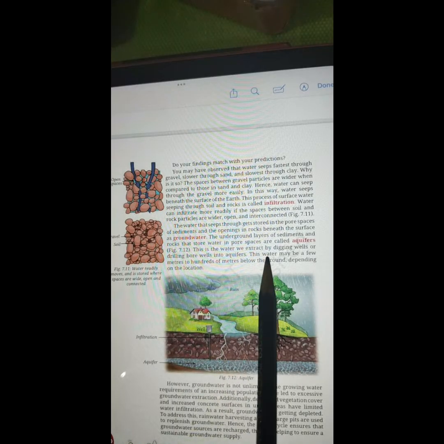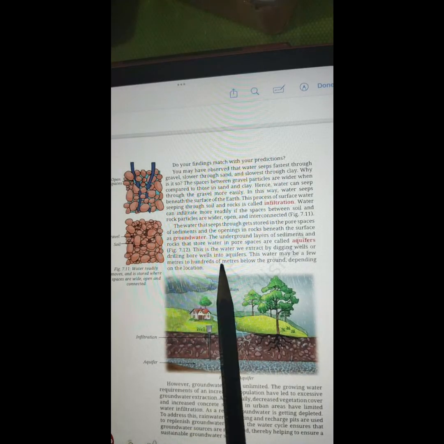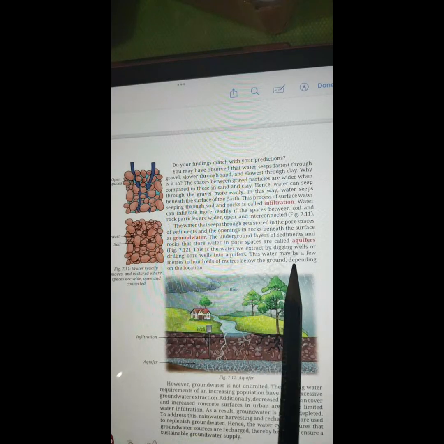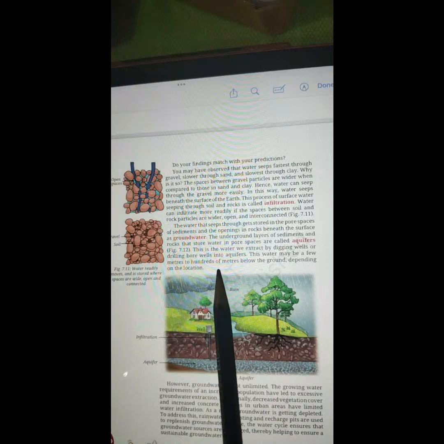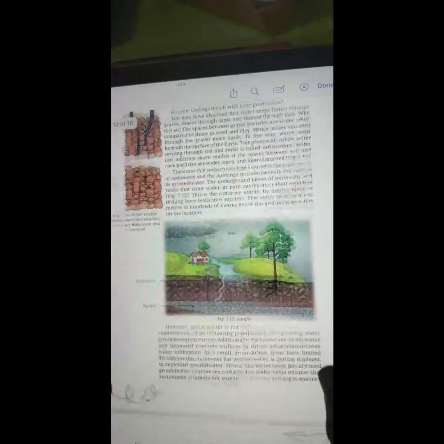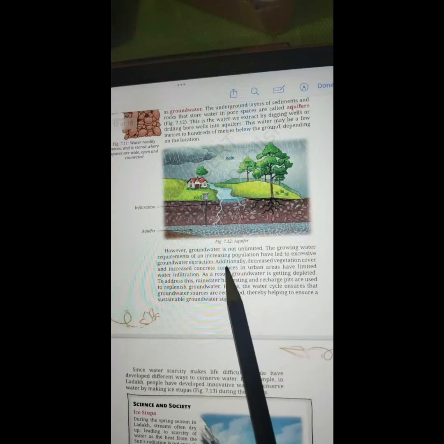This is the water we extract by digging wells or drilling bore wells into aquifers. This water may be a few meters to hundreds of meters below the ground depending on the location. However, groundwater is not unlimited.